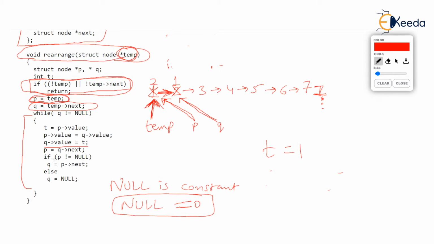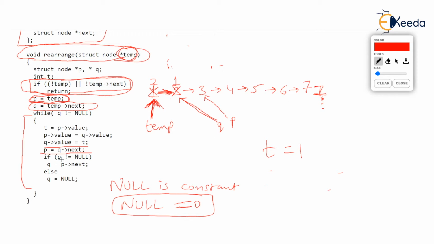Now what? The next line, which I am underlining here in the program, is p is equal to q arrow next. Just check, p will point wherever q arrow next points, but q arrow next points to 3. Yes, q arrow next points to 3. So p will point to 3. That means p will discontinue to point to the first node, but we will have p pointing at 3, isn't it?